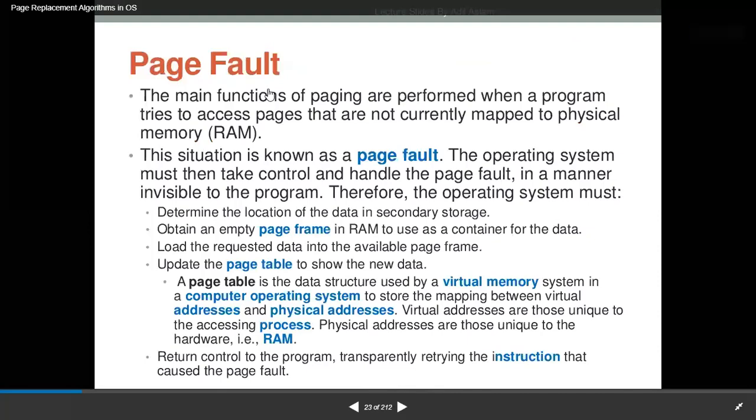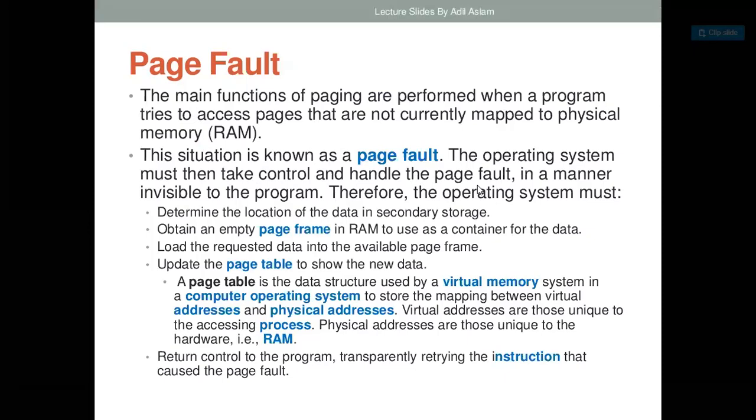So here we have discussed in detail what a page fault is. The main functions of paging are performed when a program tries to access pages that are currently not mapped to the physical memory, that is our RAM. The situation is known as a page fault. The operating system must then take control and handle the page fault in a manner invisible to the program. So basically the program will wait, and the operating system will do all the necessary steps needed to make sure the page is there. So what are the steps?